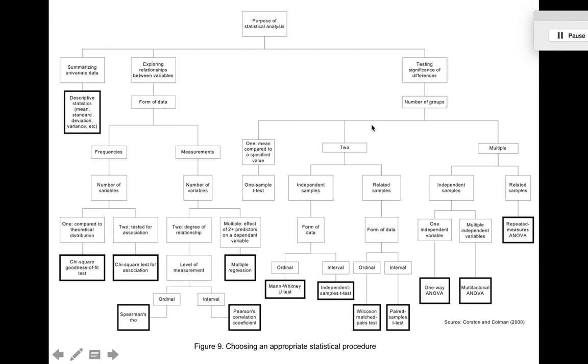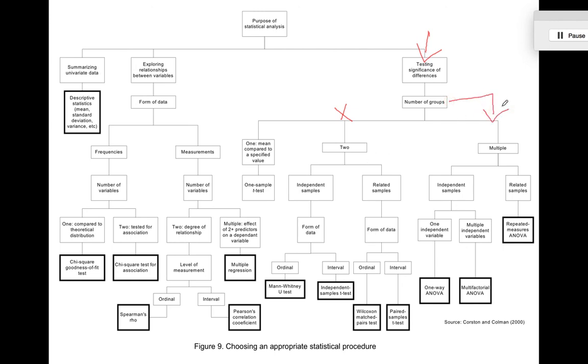So when we think about this decision tree that I've presented to you in previous weeks, where are we now in terms of our statistical analysis? Well, remember, we're wanting to compare groups, right? We want to see if there are significant differences between our groups. In previous weeks, we were over here with our two groups, because we were comparing males and females, pre and post, high and low. But now we have multiple groups.